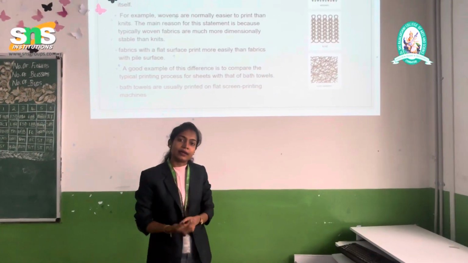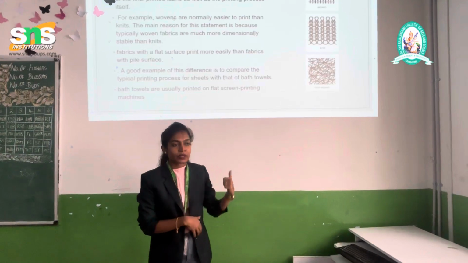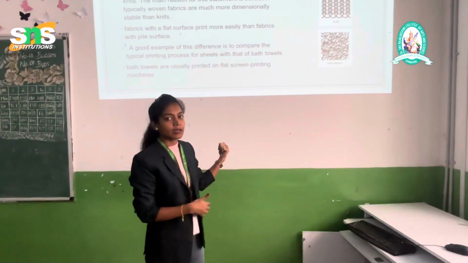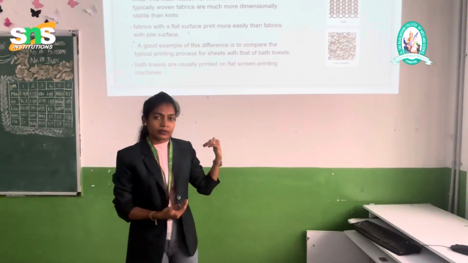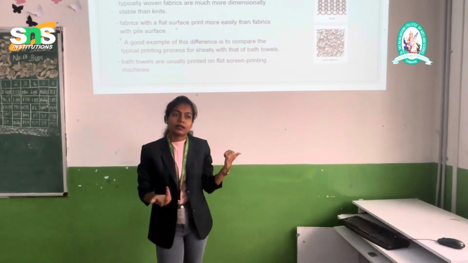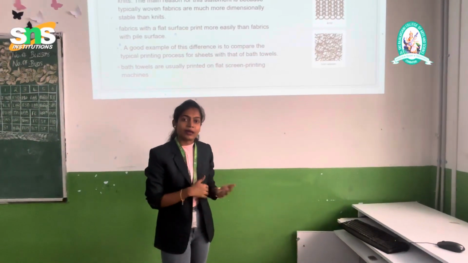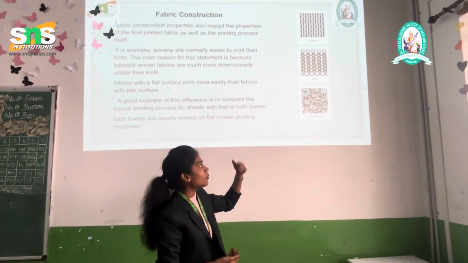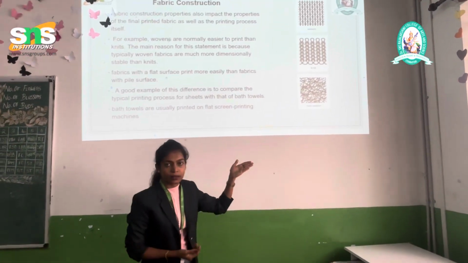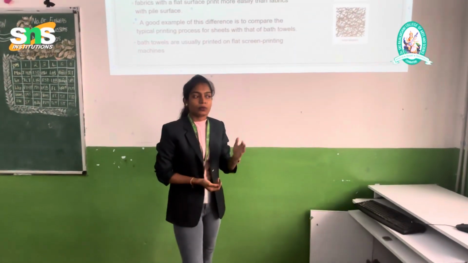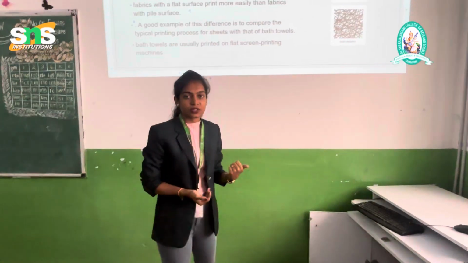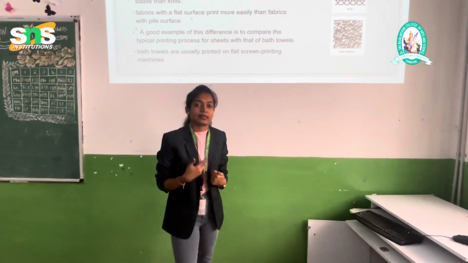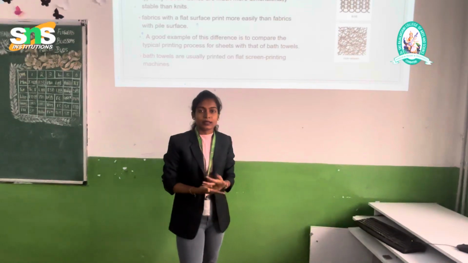So, first, fabric construction refers to the way fibers and yarns are assembled to create fabric. It plays a crucial role in determining not only the look, feel, and performance of the fabric but also its printability. Woven fabrics are made by interlacing two sets of yarns: warp, lengthwise, and weft, which is called crosswise, at right angles.